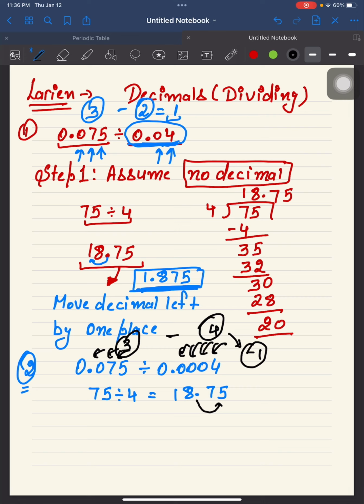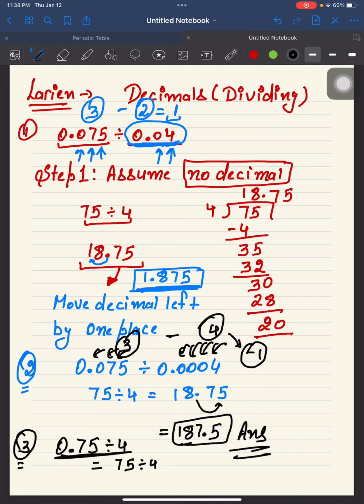Let's suppose after subtracting decimal places, you got 2. Then what will you do? You will move your decimal 2 places to the left. If you get minus 2, you will move your decimal 2 places to the right. So for this question, my answer is 18.75. This is my final answer.